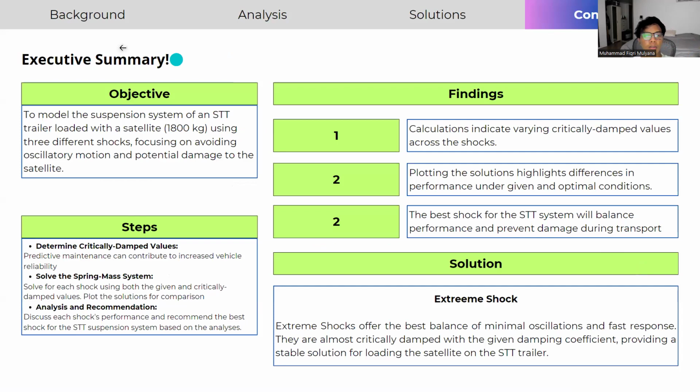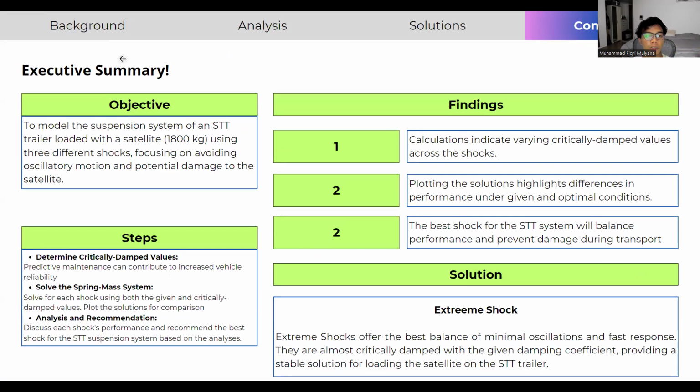This is the background of this presentation. The objective is to model the suspension system of an SCT trailer loaded with a satellite using three different shocks, focusing on avoiding oscillatory motion and potential damage to the satellite. And the steps: the first one is determine critical damping values. And the second one is solve the spring mass system.